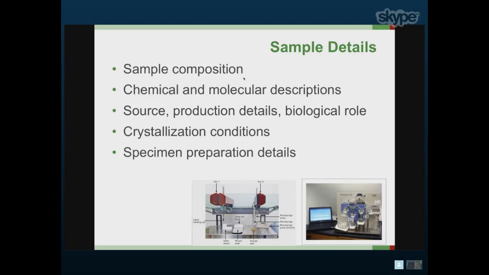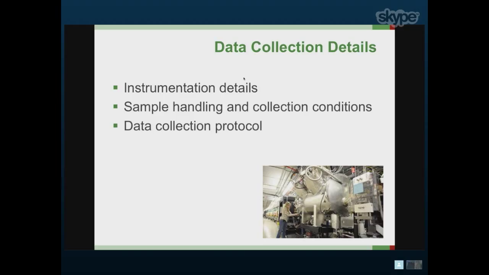The kinds of information that we try to acquire at deposition time include the details of composition, as accurate as possible chemical and molecular descriptions of all the components, source organism, production details, and experimentally determined biological role if possible, and then sample and specimen issues such as crystallization conditions and any post-treatments. So we capture data collection information at a very coarse level of detail compared to the level of detail that's been discussed so far in this workshop, largely in terms of instrumentation, sample handling, and data collection protocols at a very high level.